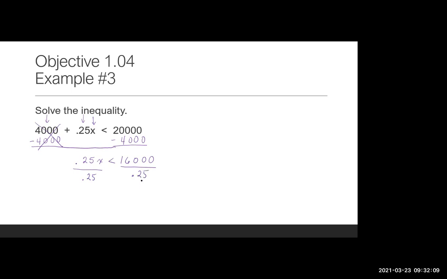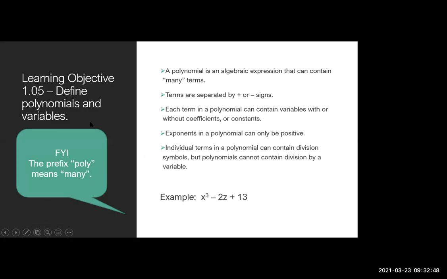Now this is probably where you want to go to your calculator. And that's where I get that x is less than 64,000. So any value less than 64,000 would be a true statement here, would be a solution, another way to say that. All right, we call these two-step inequalities. Obviously, two things we had to do to get the variable by itself. The first thing was to subtract 4,000. The second thing was to divide by 0.25.